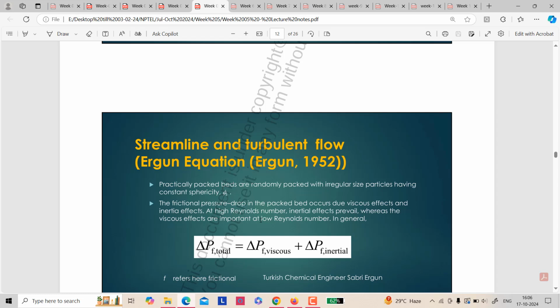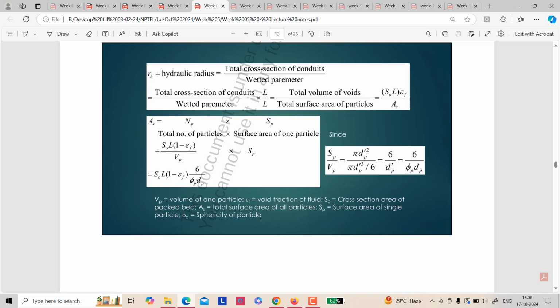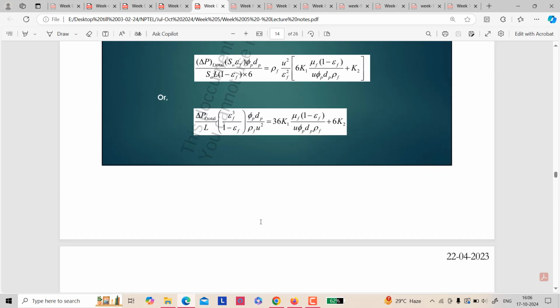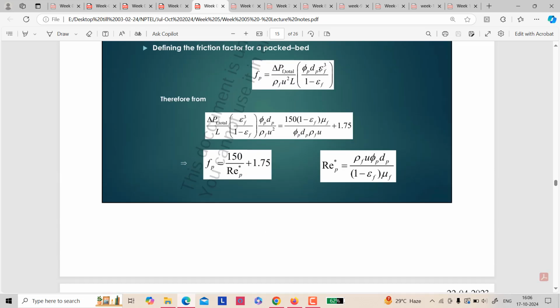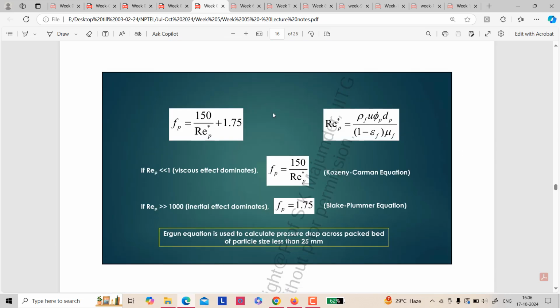And now the pressure drop is being calculated for streamline or laminar as well as turbulent flow inside a fluid pipe. So this is solved in the class. Check and remember the final formula, because this is a very important formula of the Kozeny-Carman equation, Ergun equation rather. So they will definitely ask some question from it.